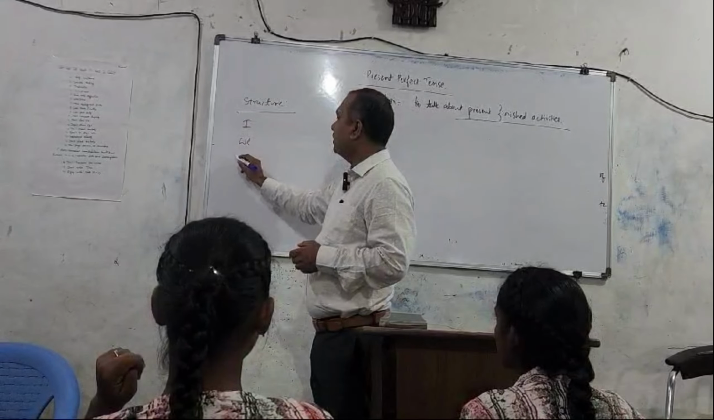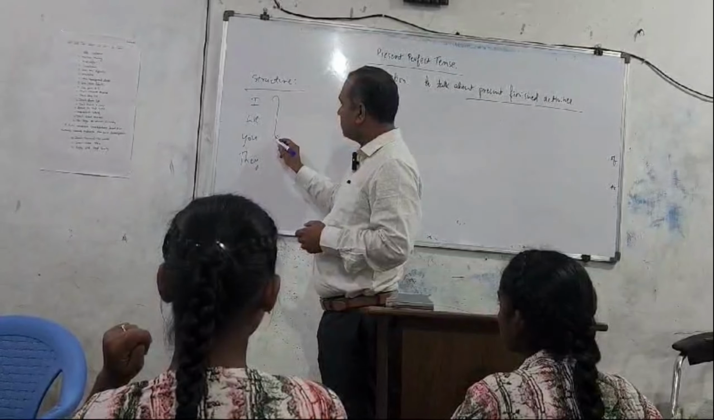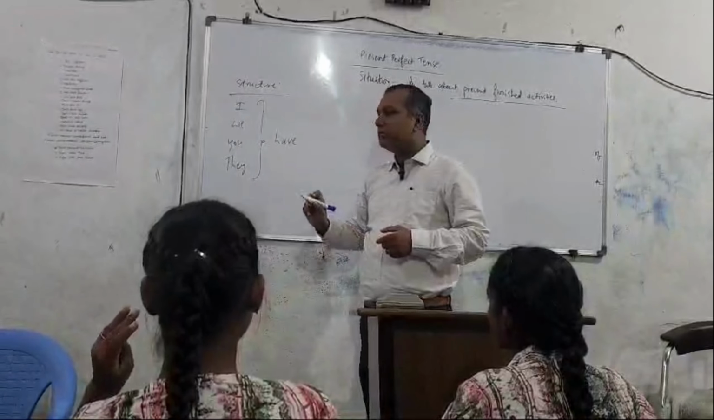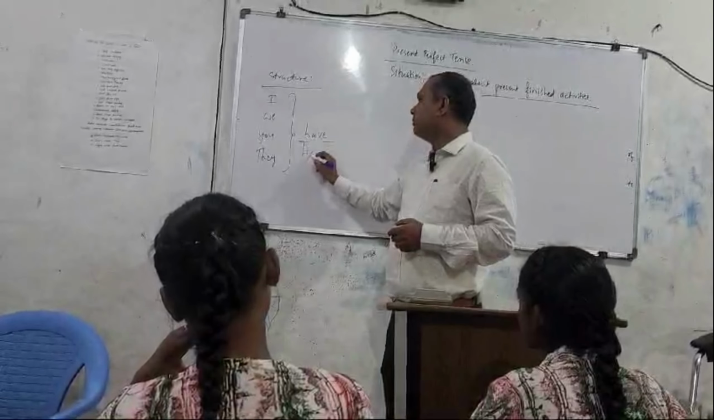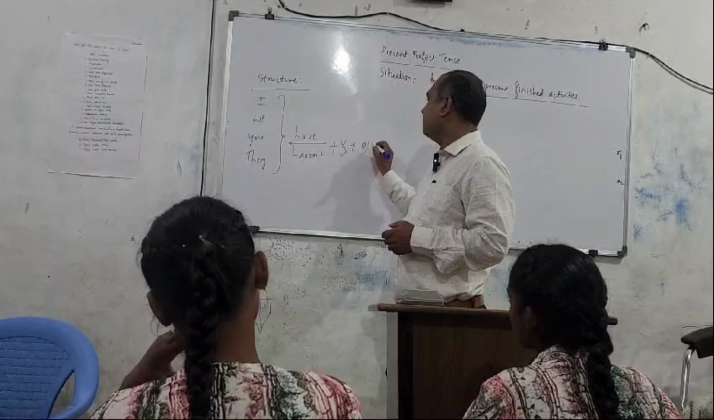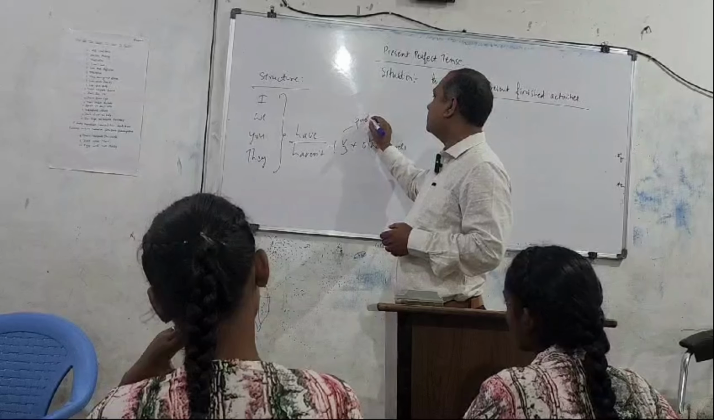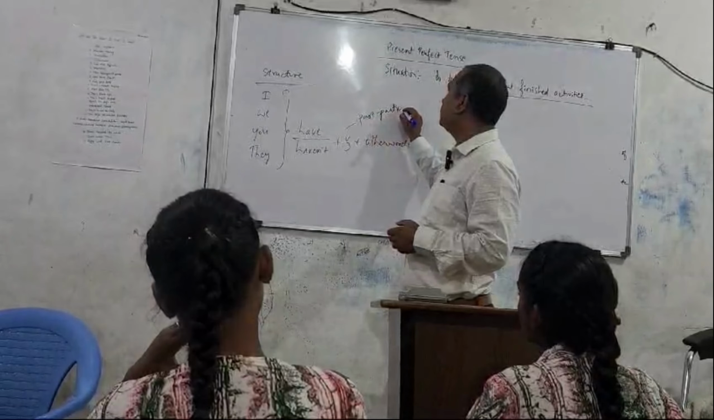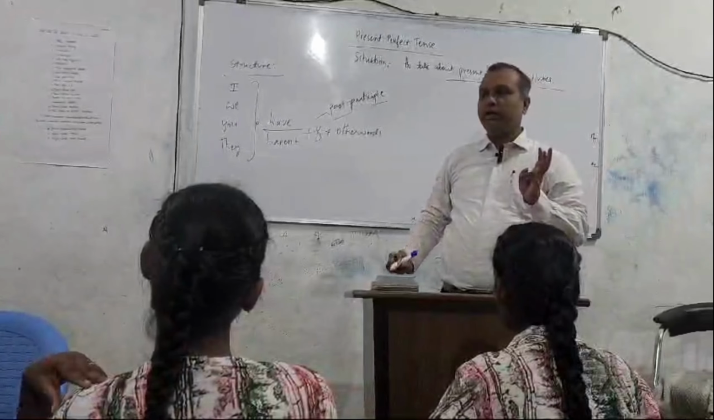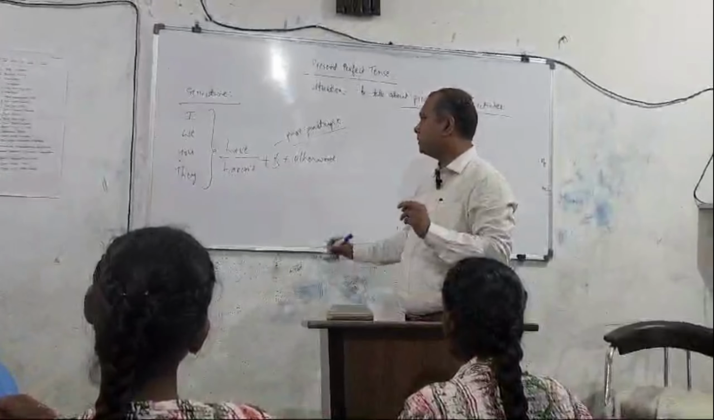I, we, you, they. These particular words you can use have and negative form haven't. So here V3 is compulsory. V3 means what? It is a past participle. So in English grammar we have three verb forms. V1 is present form, V2 is past form, V3 is past participle.